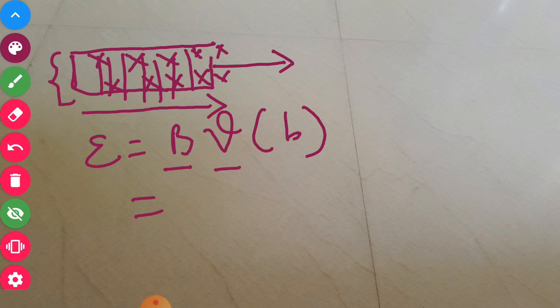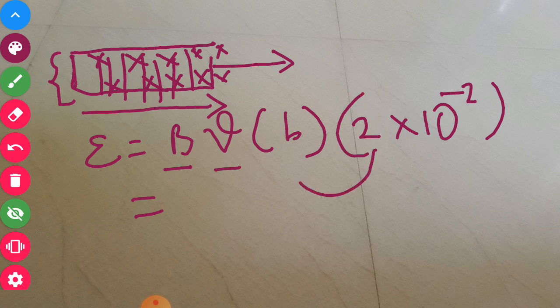Breadth is 2 centimeters. So instead of B we have to write 2 into 10 raised to minus 2, and you will get the answer of electromotive force, that is about 0.06 millivolt. Now the time for which this electromotive force persists, that we want to find.